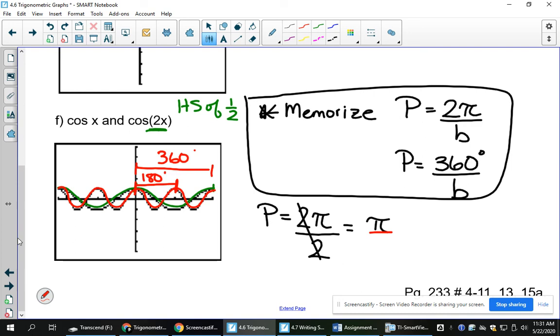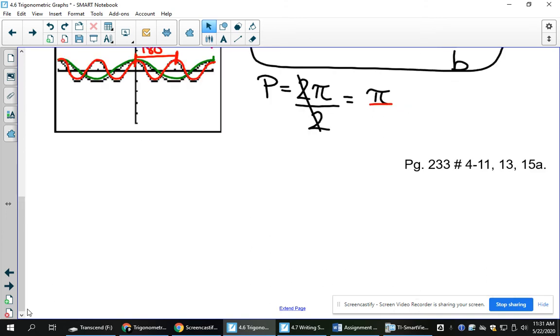Now you could still figure out that the amplitude is 1, the max is 1, the min is -1, the range. You could figure all of that out using the same strategies. Here we have the questions. Page 233, 4 to 11, 13, and 15a.